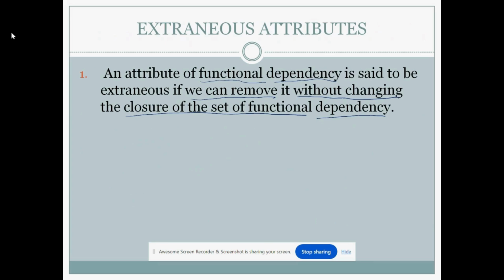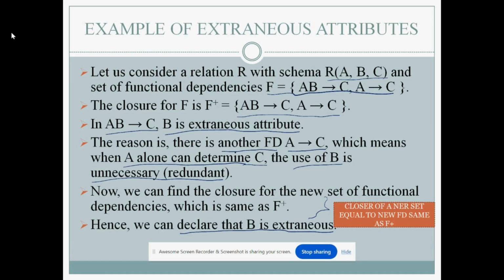Now coming to the extraneous attributes. An attribute of a functional dependency is said to be extraneous if we can remove it without changing the closure of the set of functional dependencies. Now coming to the example of extraneous attributes, let us consider a relation R with schema R(A, B, C) and set of functional dependencies F equal to AB implies C, A implies C. The closure for functional dependency F is F plus.